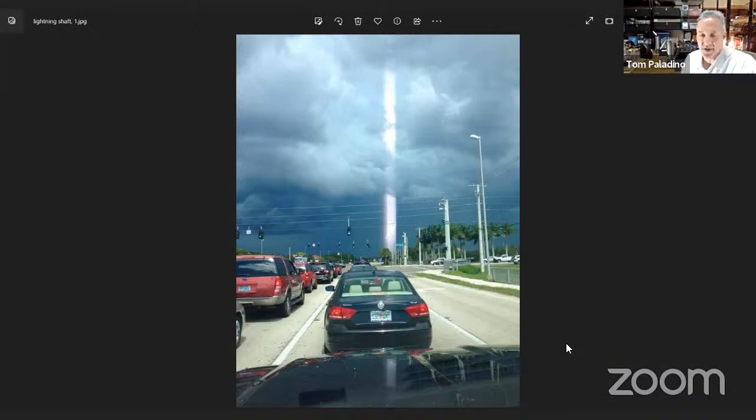Now, I've not been able to duplicate that. If I could, it would help mankind tremendously. But somebody was able to do that over 100 years ago. Somebody was able to produce lightning bolts, and that was Nikola Tesla. And we'll get to that. We'll explain how far-reaching his research was.